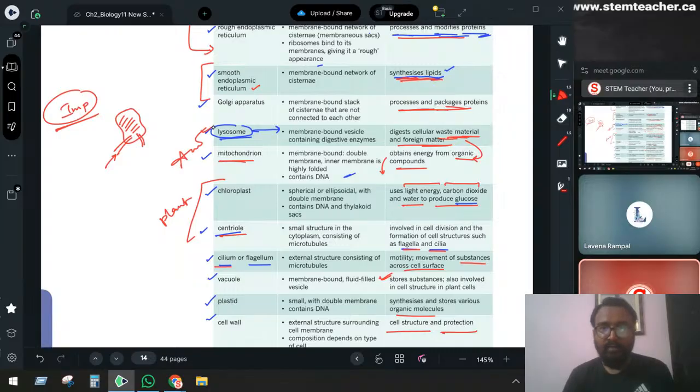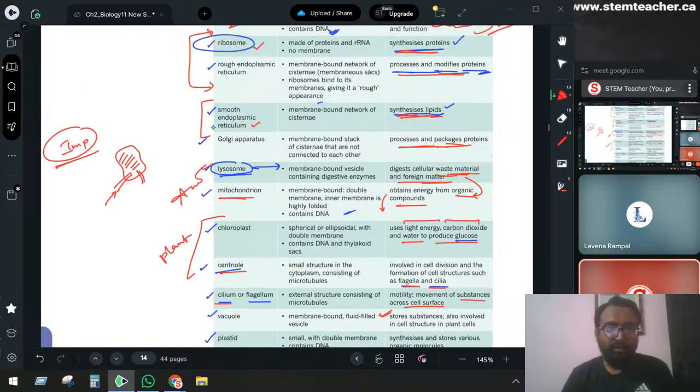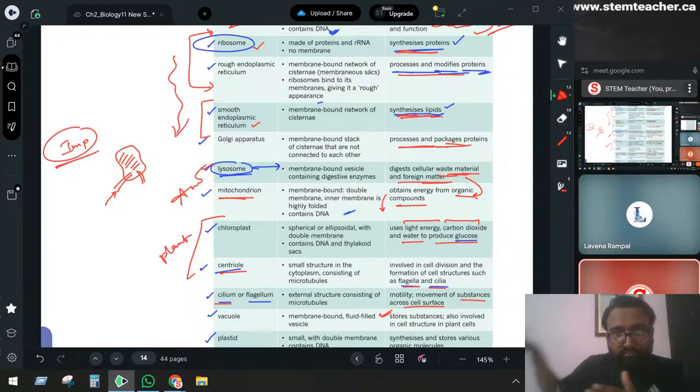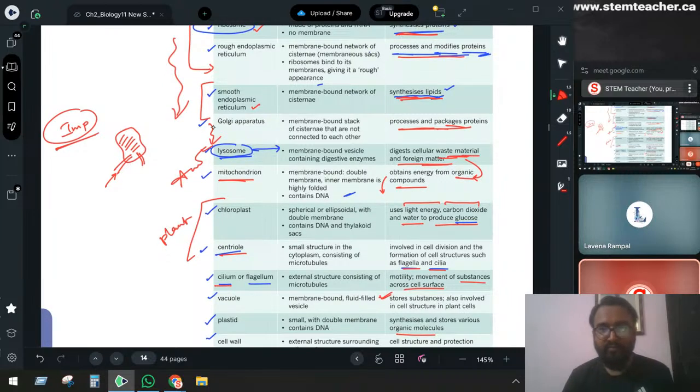And the Golgi apparatus processes and packages the proteins. See, this is a process from ribosomes to rough endoplasmic reticulum to smooth endoplasmic reticulum to Golgi apparatus to send it outside. Golgi apparatus is a processing unit, a package unit. Okay, and the lysosomes will digest cellular waste, materials and foreign matter. Then after that, it will send it outside. If there is any unnecessary waste, it will send it outside of the cell.